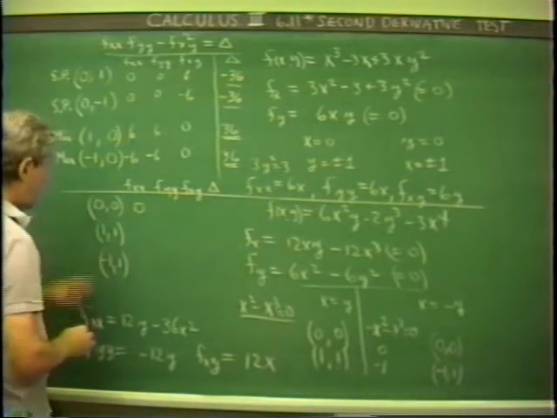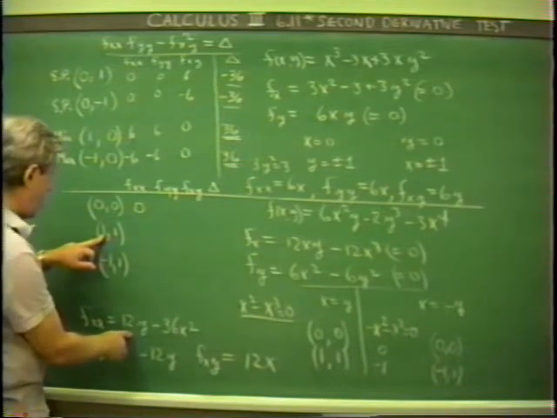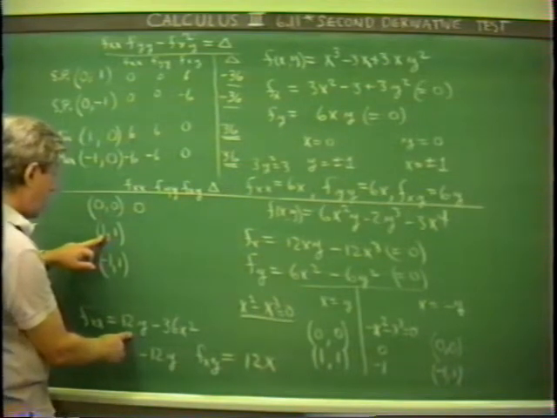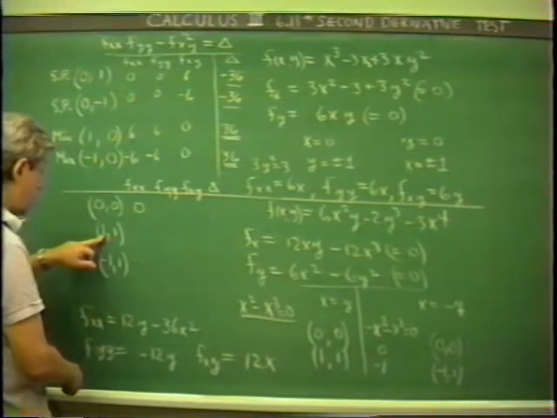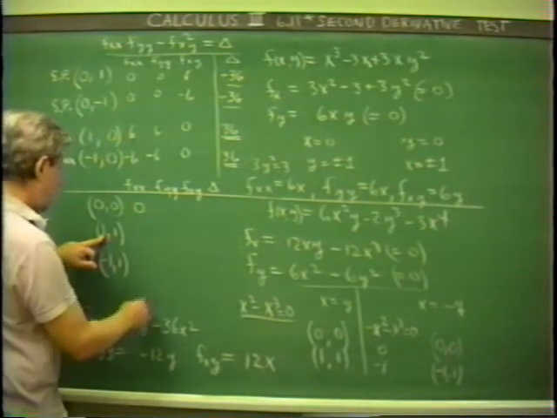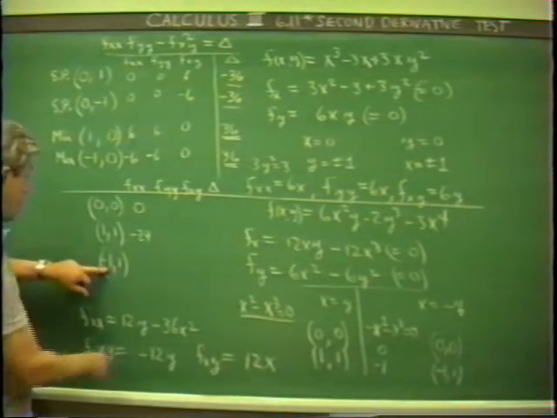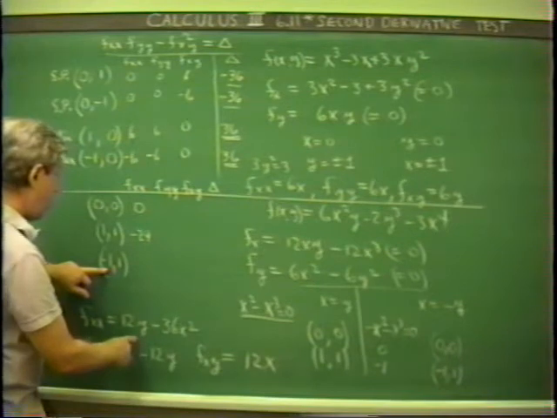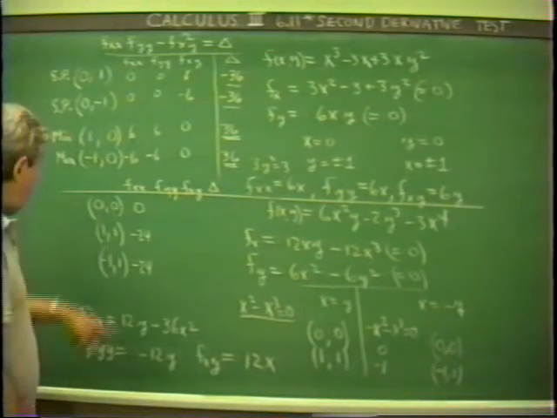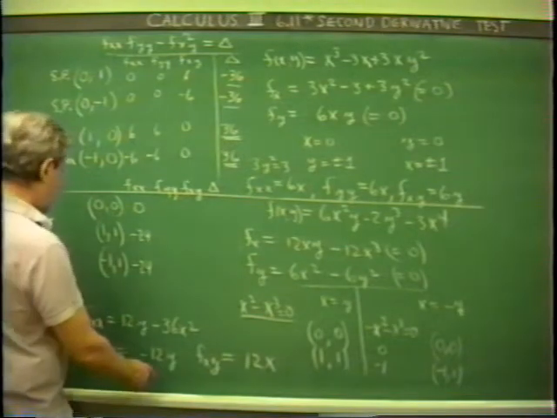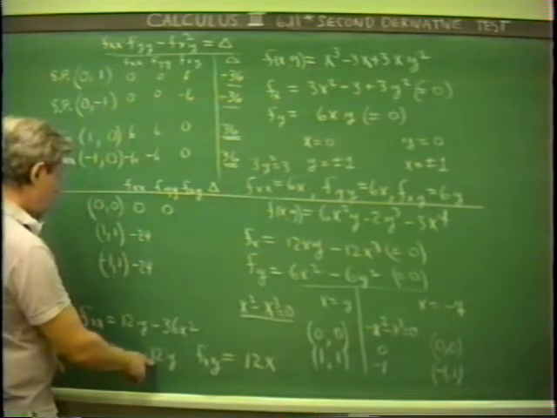Okay, so at these points here, what are these values? Partial with respect to x and then with respect to x at this point is going to be 0. The partial with respect to x and then with respect to x at this point is going to be 12 minus 36, which is going to be minus 24. Here we've got x is minus 1 and y is 1, so we've got again minus 24.